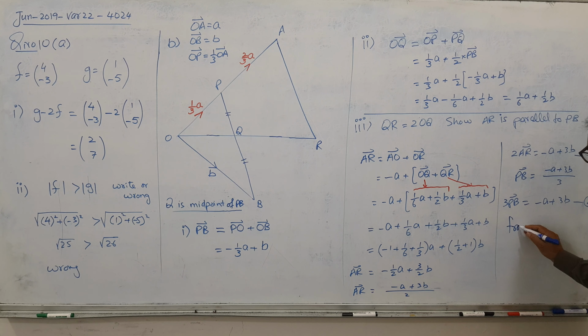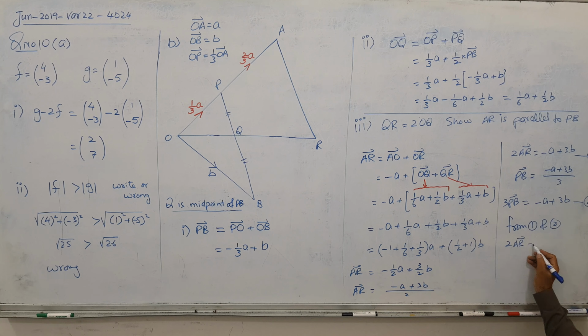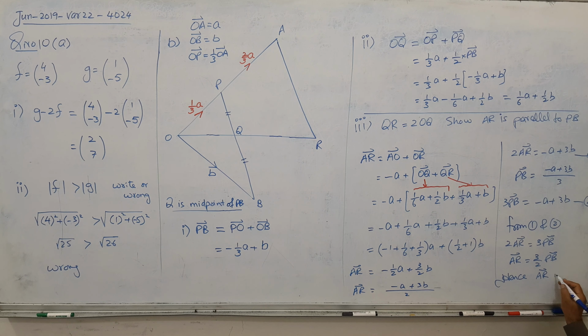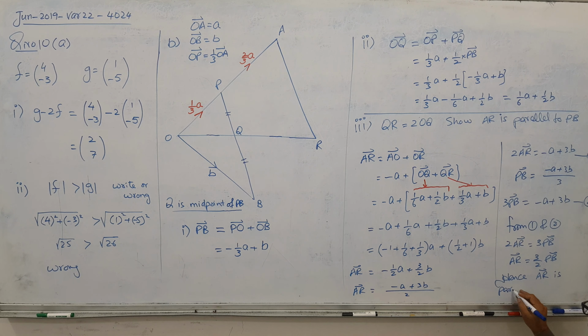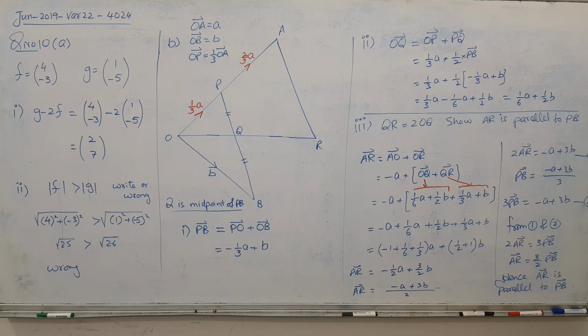Say from 1 and 2, left with the left. So I can say 2 times 2AR equal to 3 times 2PB. 2 goes down there, and I think you know that this is called lambda. This is the lambda value. So hence we can say, hence AR is parallel to PB vector, and that was the plan. So we have done the proving part.